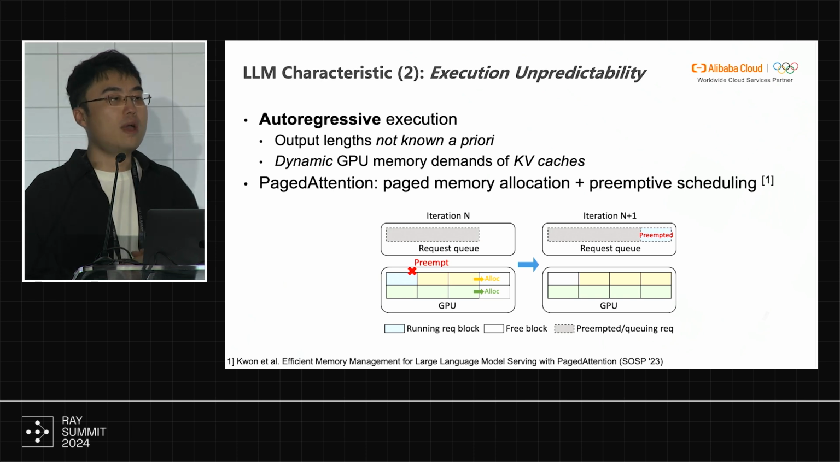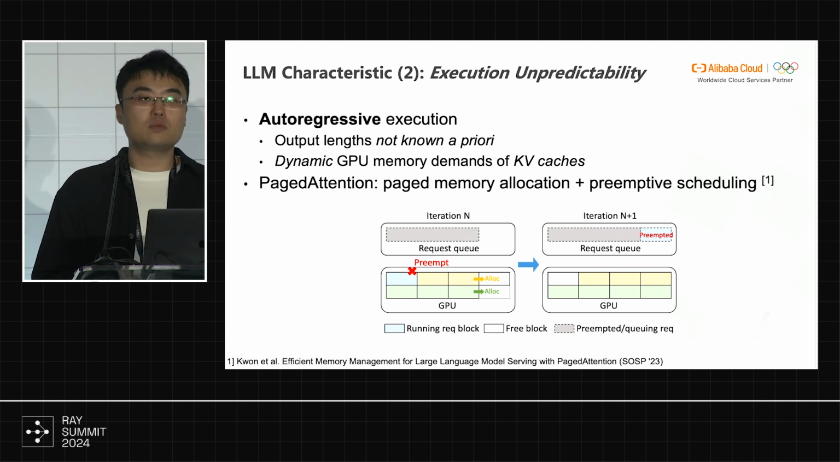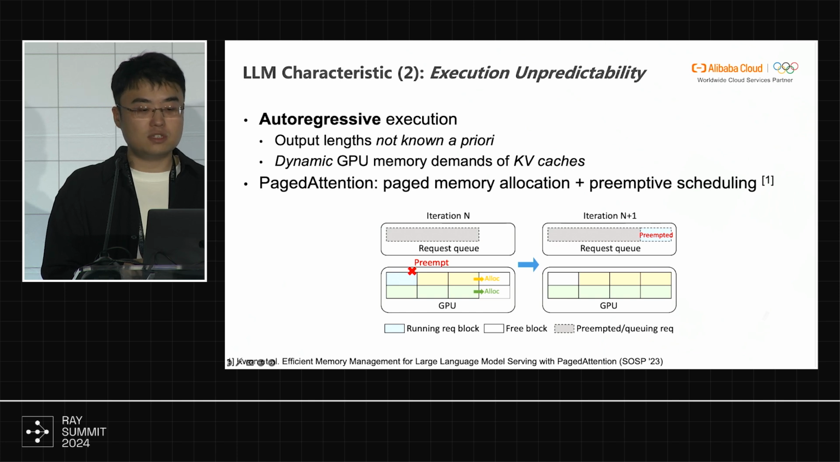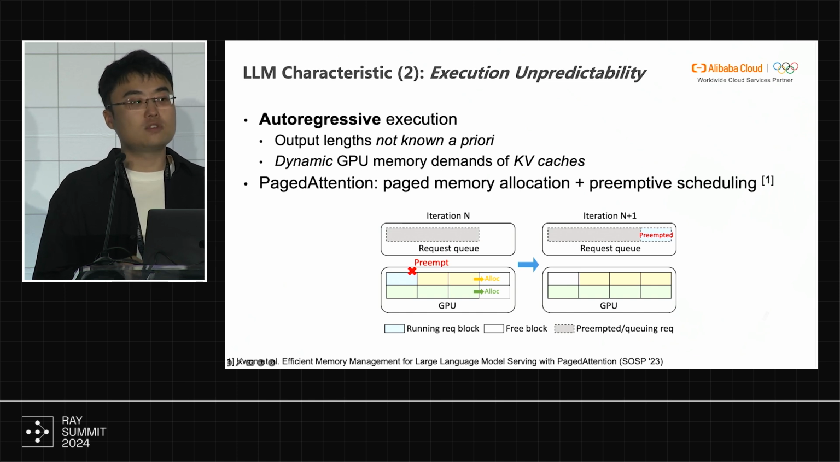The heterogeneity of requests becomes more challenging when combined with another characteristic, namely the unpredictable autoregressive execution. So during the autoregressive execution, the final output lengths are not known a priori, which also comes with GPU memory demands of KV caches that dynamically grow with the sequences. State-of-the-art systems adopt paged attention to enable dynamic memory allocation for KV caches and combine it with preemptive scheduling. Because if you cannot know the final KV cache size in the beginning, then you might have to preempt certain requests when you run out of the memory.